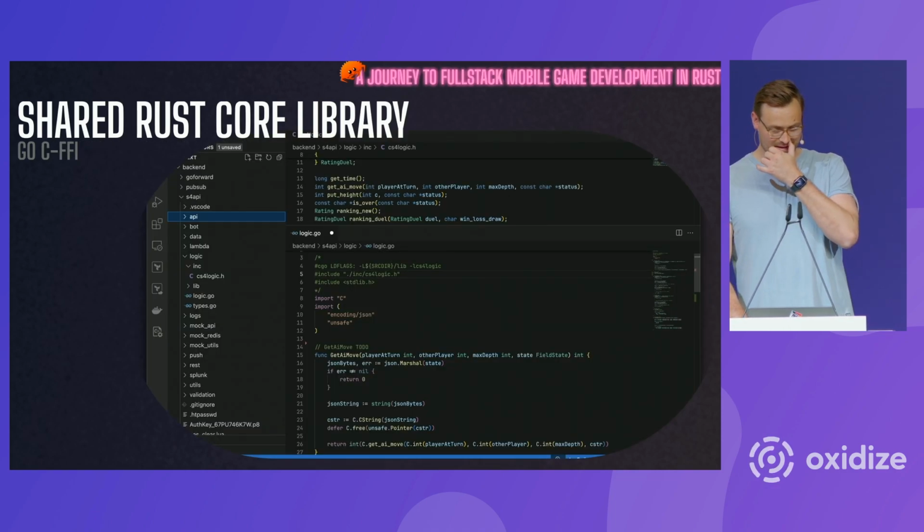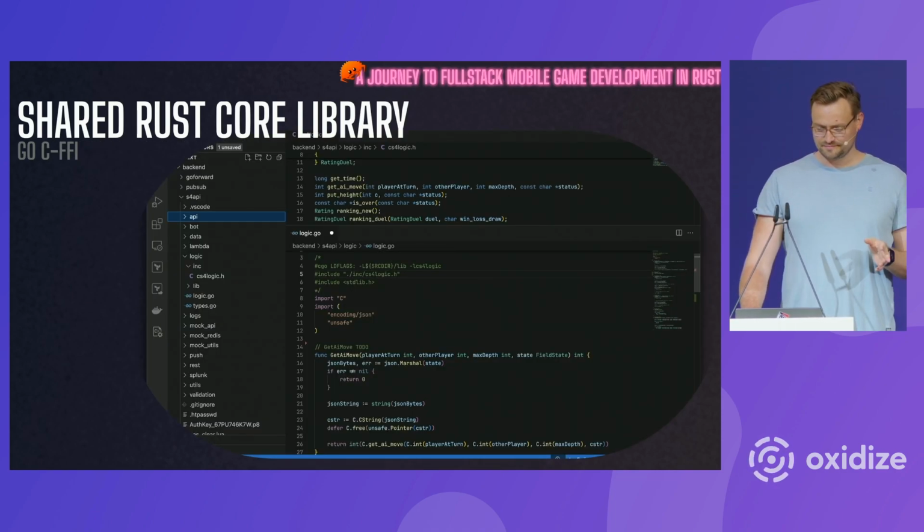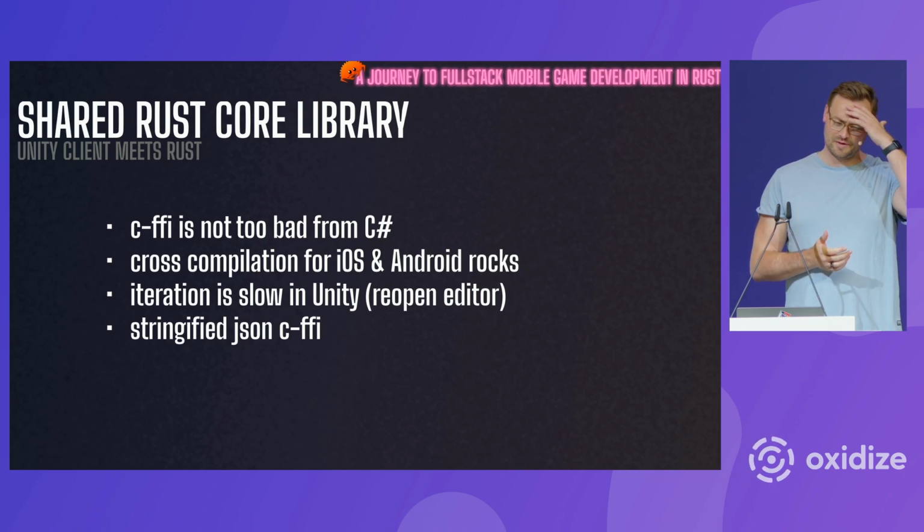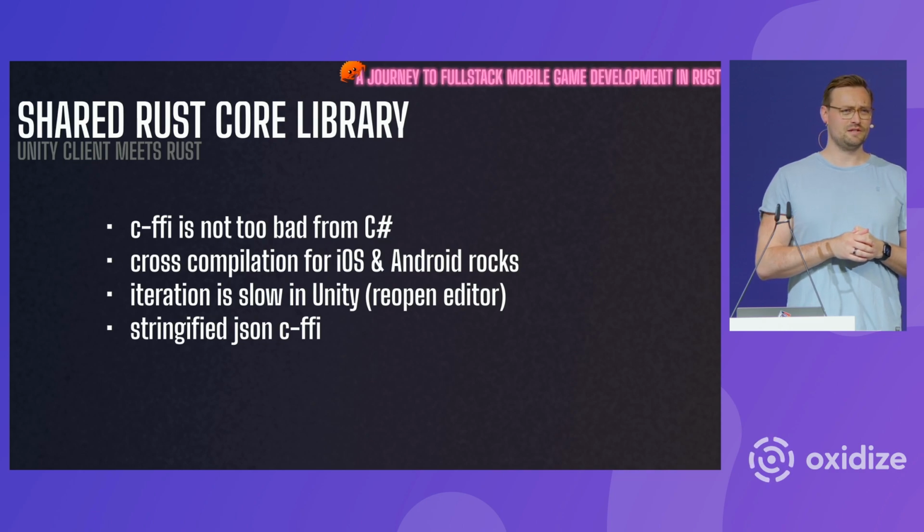Here's a little bit of code of that. It worked. On the front-end side, we use Unity, and the code that you write for Unity is written in C#. The CFFI integration of that is not too bad. That was really not a problem. Cross-compilation for iOS and Android, no problem. Our main platforms were iOS, Android, and web. Iteration times, though, were really slow because Unity basically requires you to reload the entire engine and the editor again if you change the library. You cannot hot swap out the shared library underneath.